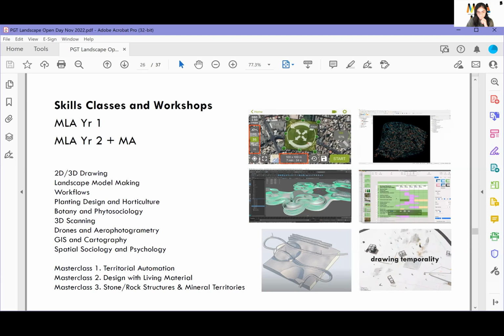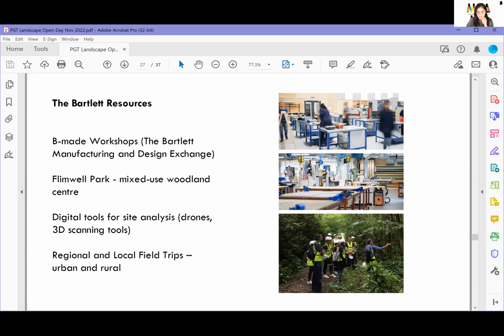Just to go over some of the Bartlett resources, we have an amazing suite of workshops, the Be Made workshops, which you're free to use in different ways. There's people who are amazing at handcrafting, but there's also people working with things like robotics and much more advanced digital things. So there's a nice balance there should you choose to go down either route or use a mix of both.